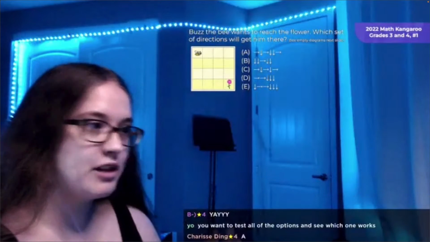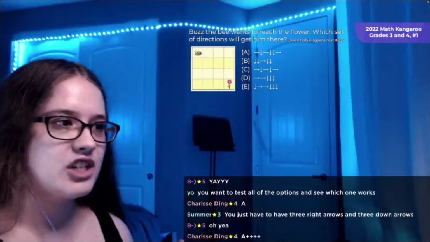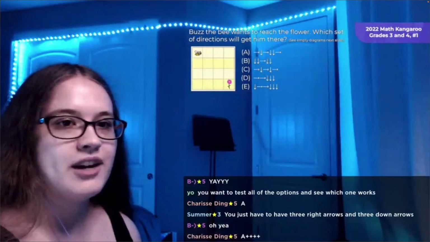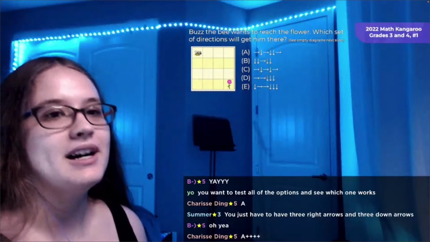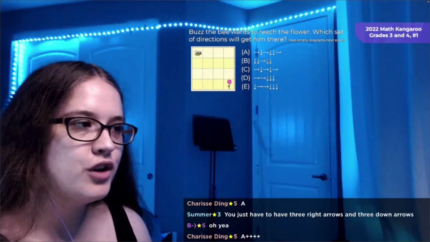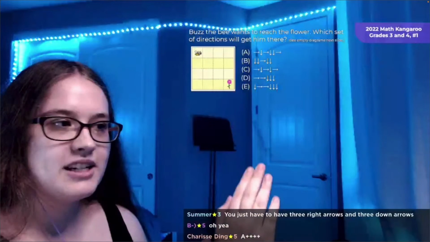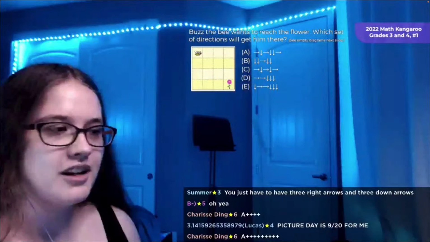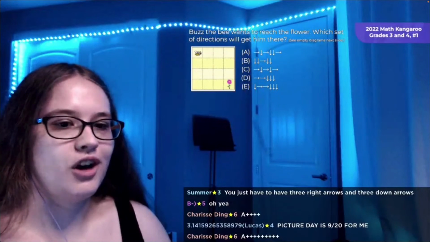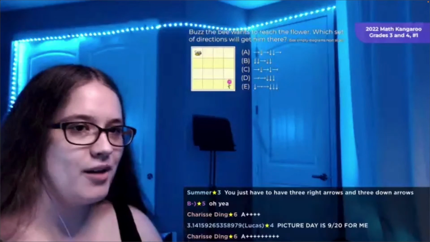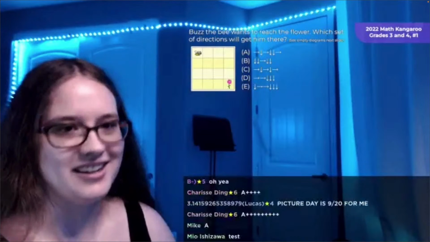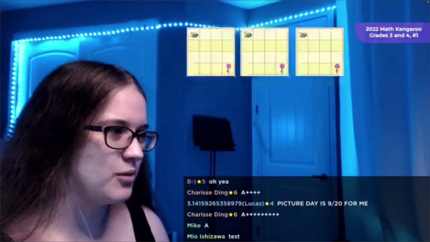But real quick, something cool about this question that Aiden just went over is if we don't want to draw a diagram, we can see that Buzz is going to have to move to the right 3 times, 1, 2, 3, and down 1, 2, 3. And so we can look for the option with 3 right arrows and 3 down arrows in any order, which is A. So yes, great job, you guys.